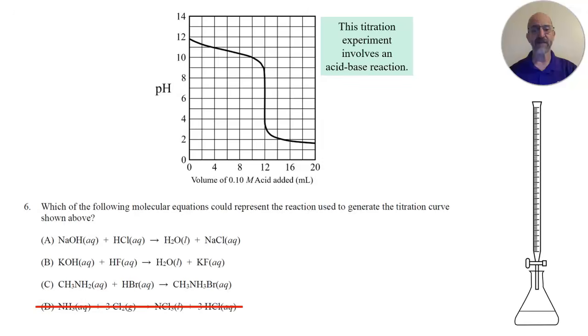If you're having a hard time seeing how you know that the pH at the equivalence point is approximately 6, I'm going to draw some lines on this graph.